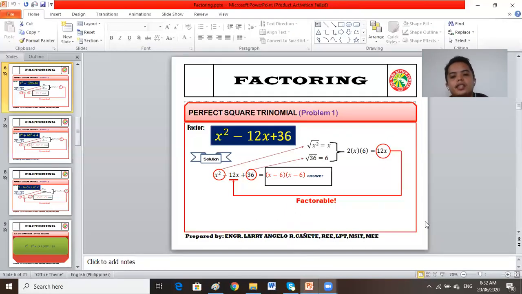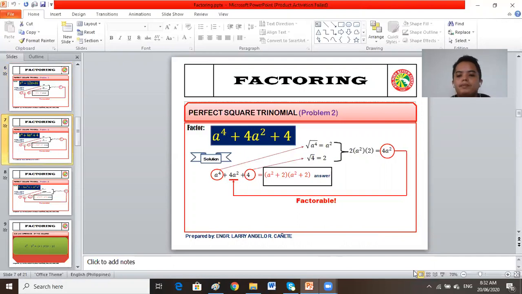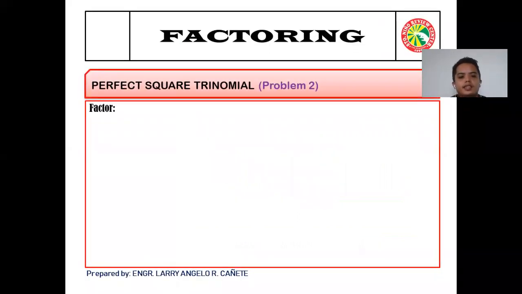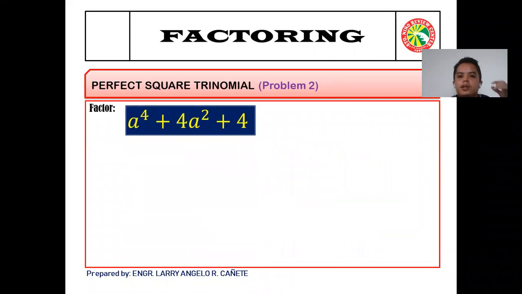So let's go back to the slides. Excuse me. So this is another example. Now, a to the fourth plus 4a squared plus 4. So again, this is a three-term expression, a trinomial.